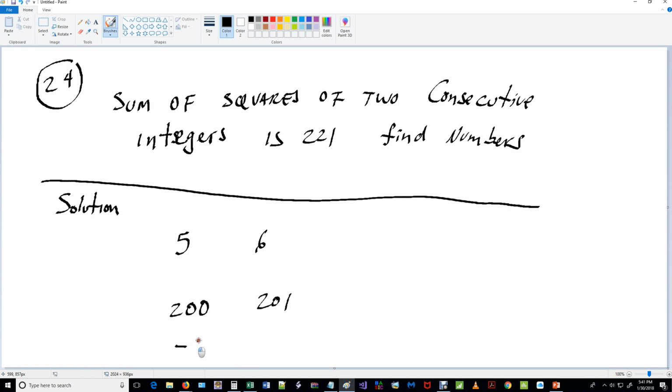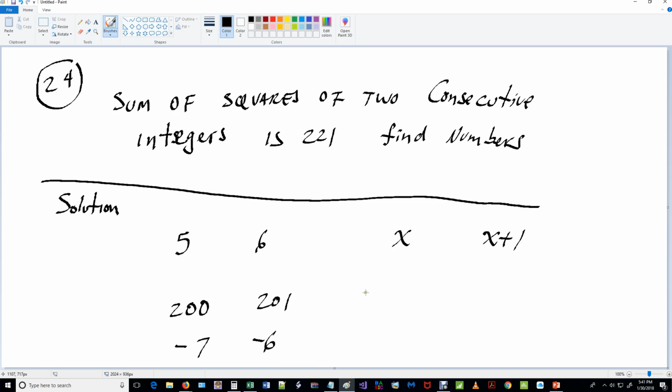And then so on. Let's say you have minus 7. What's the next integer after minus 7? Well, you add 1. Minus 7 plus 1 is minus 6. But we don't know what the numbers are. So, all right, the first one is x. What's the next consecutive one? It's x plus 1. Why? Because you add 1 to get the next one.